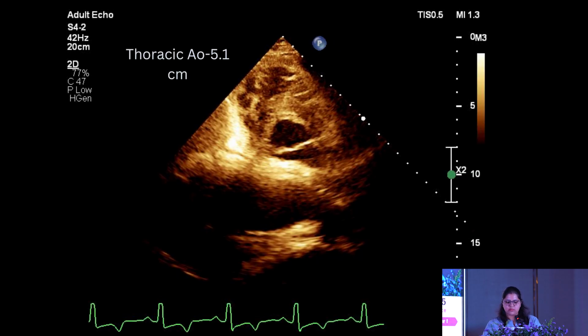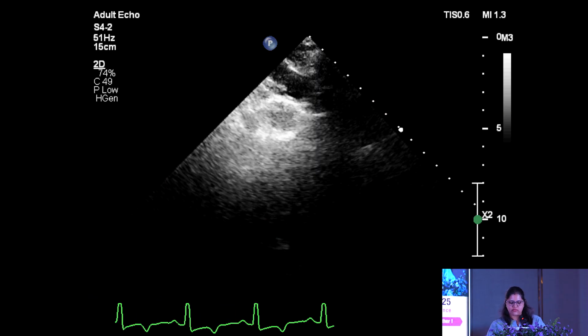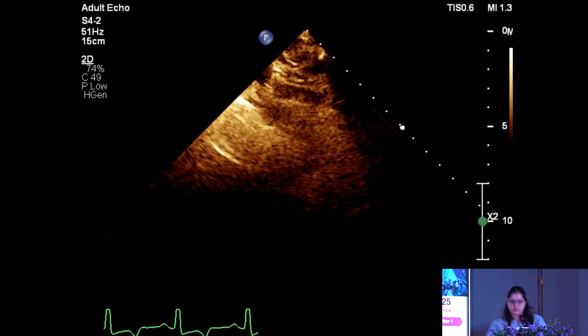This is the descending thoracic aorta. From here to here, we can see aneurysmal dilatation, which is measuring around 5.1 centimeter. Here also we can see the formation of thrombus. The arch and descending aorta were normal in this patient, but the echo window was not that appreciable.